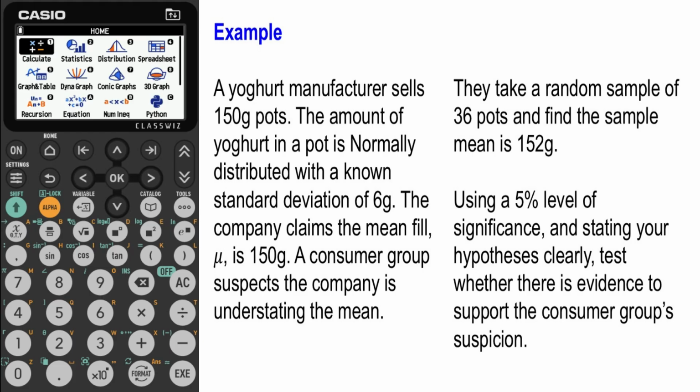A yogurt manufacturer sells 150 gram pots. The amount of yogurt in a pot is normally distributed with a known standard deviation of 6 grams. The company claims the mean fill, mu, is 150 grams. A consumer group suspects the company is understating the mean. They take a random sample of 36 pots and find the sample mean is 152 grams. Using a 5% level of significance and stating your hypotheses clearly, test whether there is evidence to support the consumer group's suspicion.